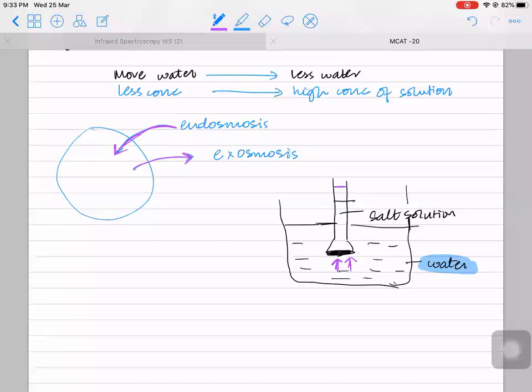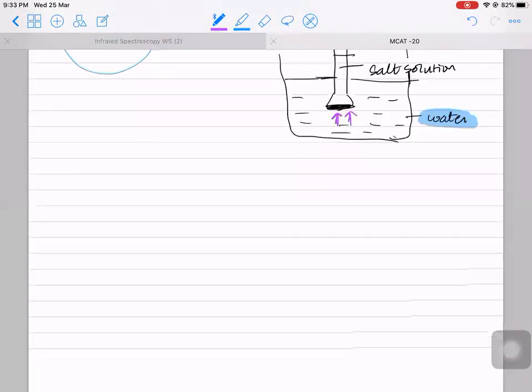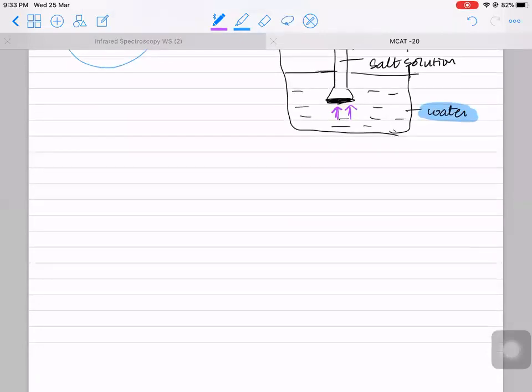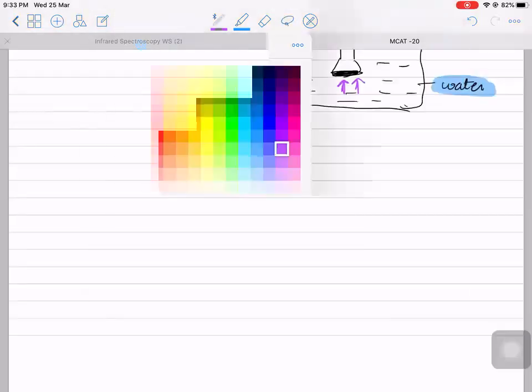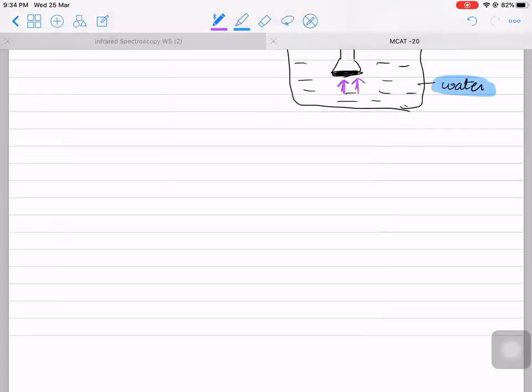And this happens through a partially permeable membrane, and we know that the cell's membrane is also partially permeable. Now, this is osmosis, right? Now there's something called osmotic pressure. What is osmotic pressure? So let's say we have these two cylinders right here, connected, and you have this partially permeable membrane.